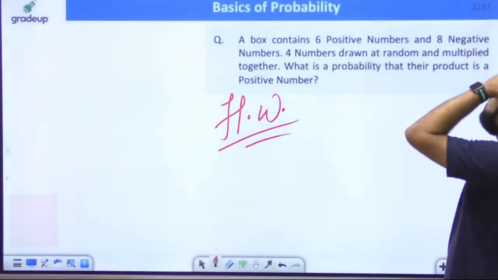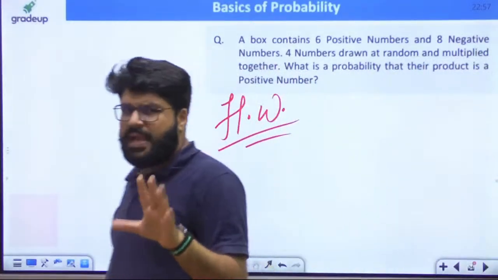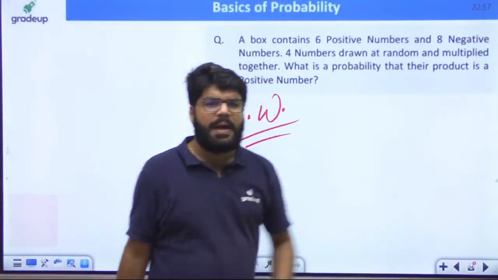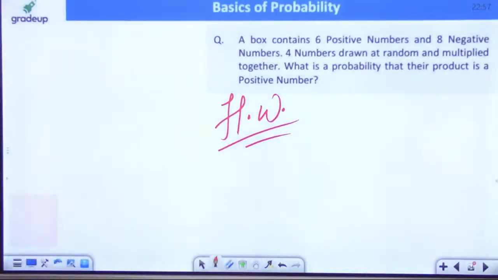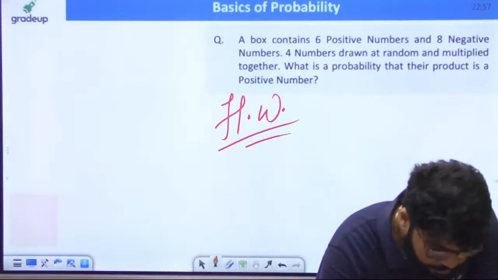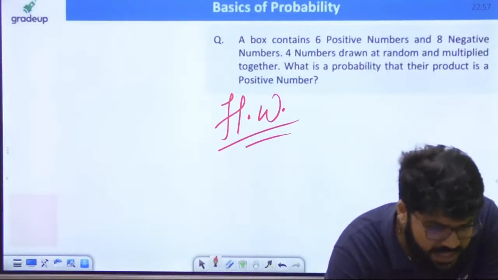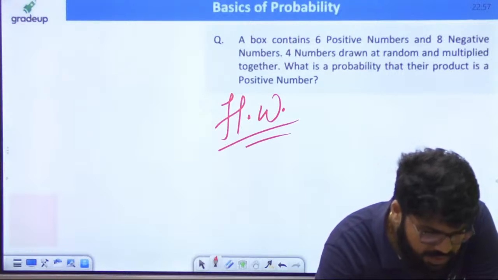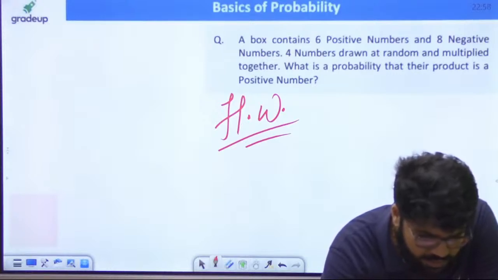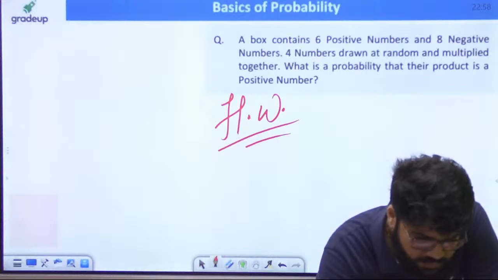A box contains 6 positive numbers and 8 negative numbers. Simple hai. 4 numbers are drawn at random and multiplied together. What is the probability that their product is a positive number? Just take a snapshot of this. Think about this, and then we will see what different range of questions we are going to enter.